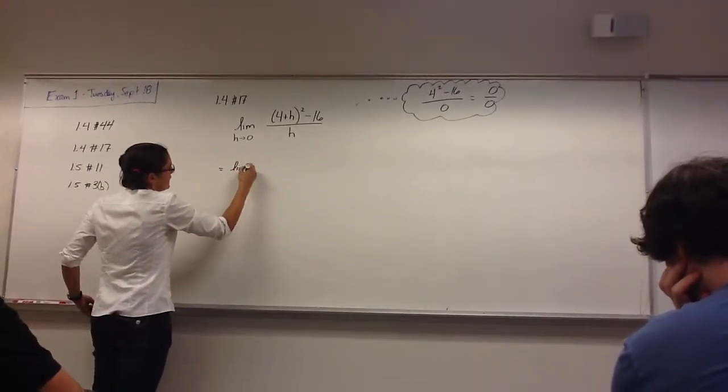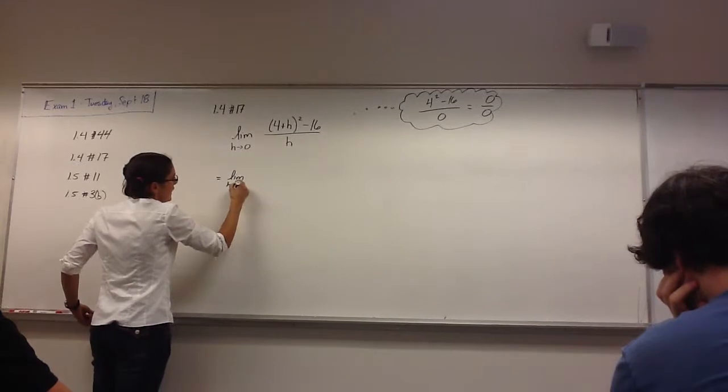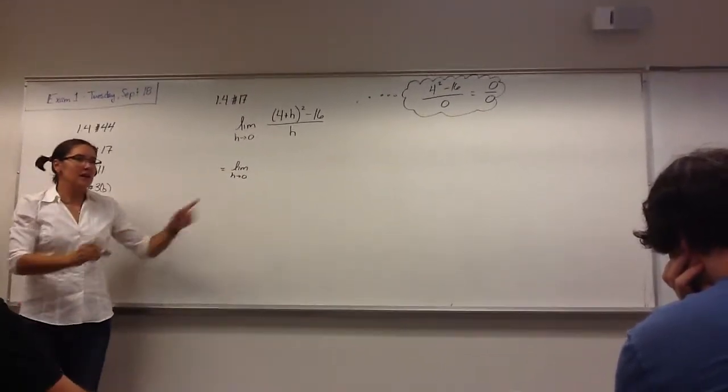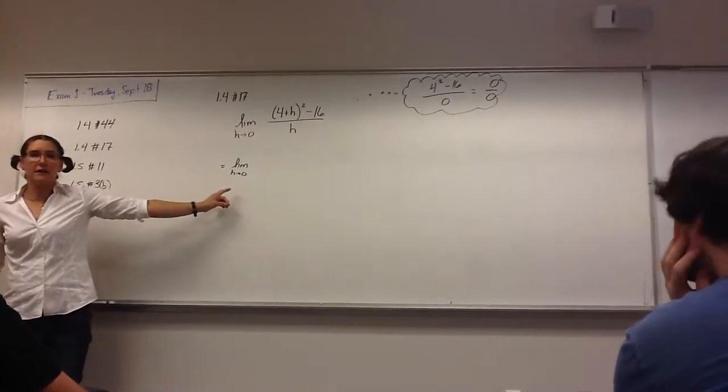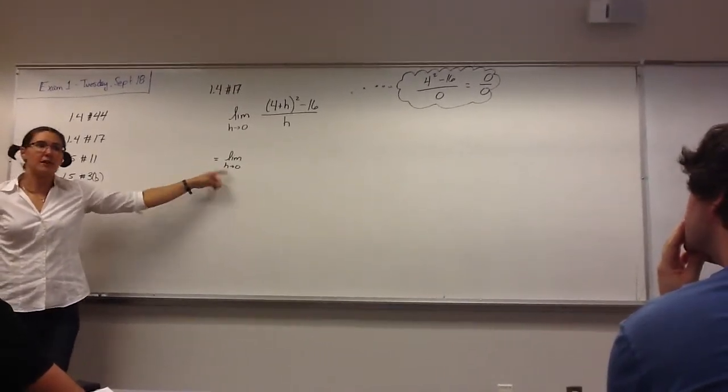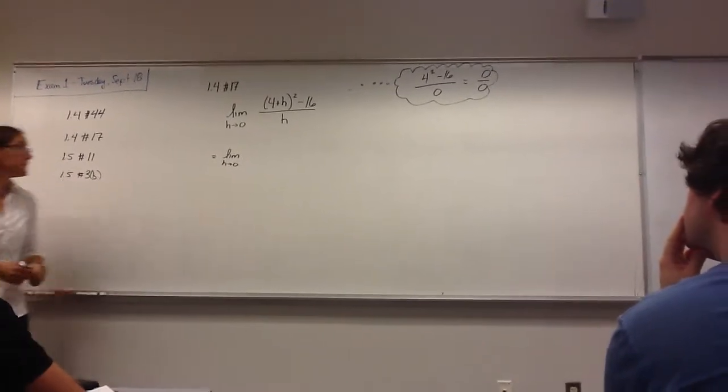Okay, so I still have this limit as h goes to 0. And by the way, as you're working these problems, you might be asking, do I need to carry this limit symbol along the whole way? The answer is yes, you need to carry this limit symbol until the moment when you plug in 0 for h at the end.